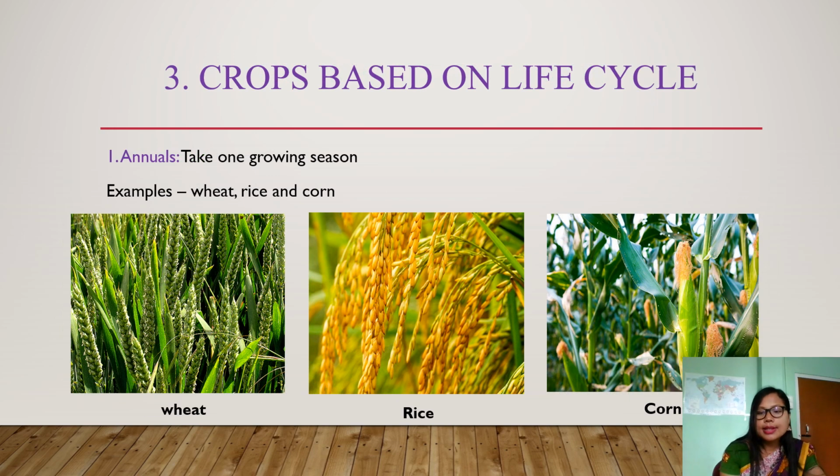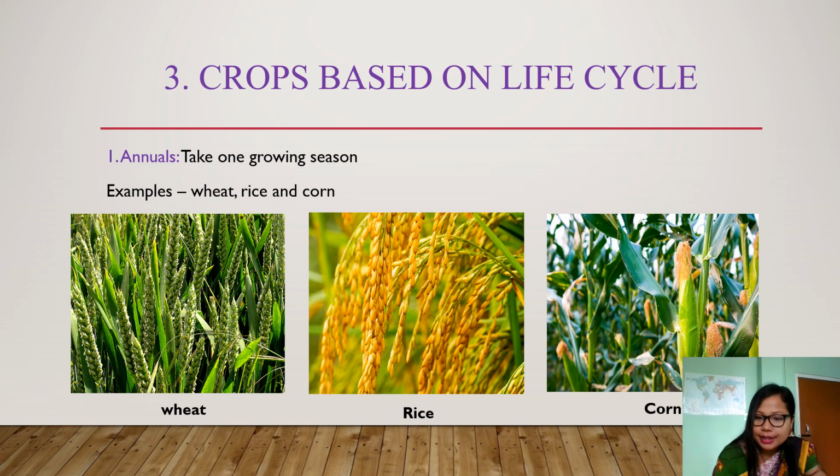Our third classification of crops is based on life cycle. So what do you mean by life cycle? Life cycle simply means the series of changes and development that is passed through from the starting point of its life until its death.